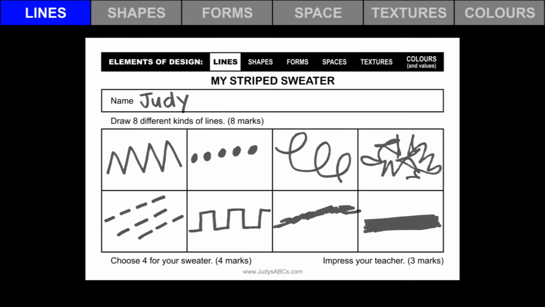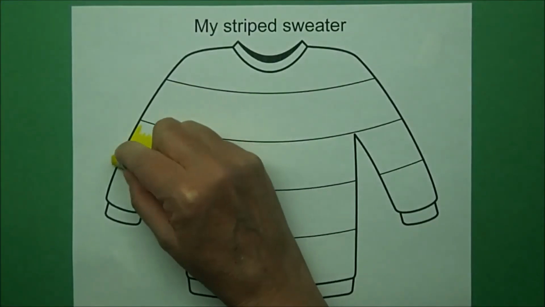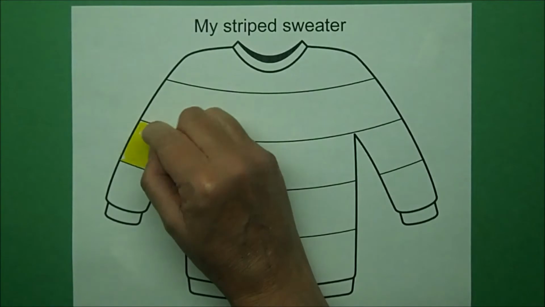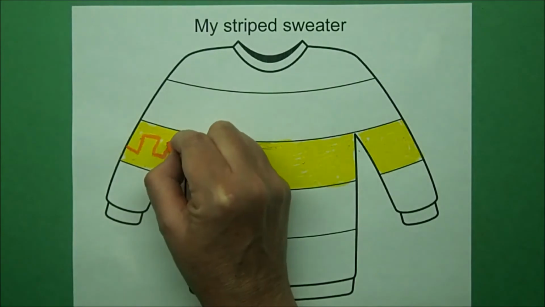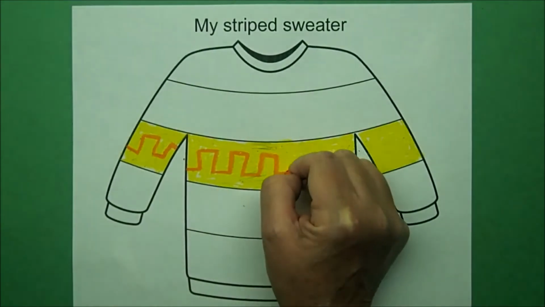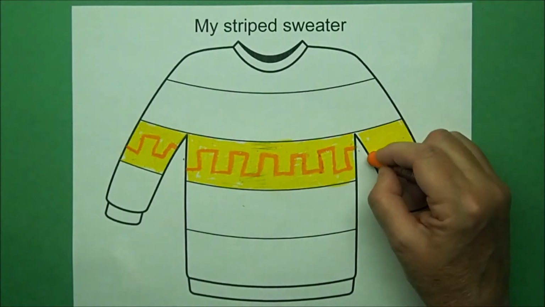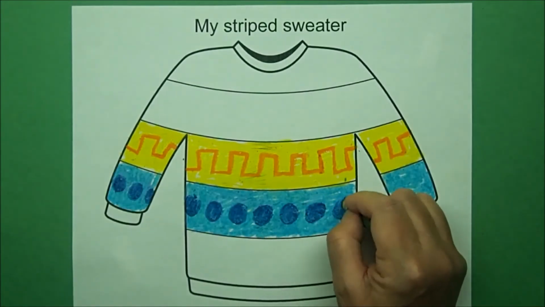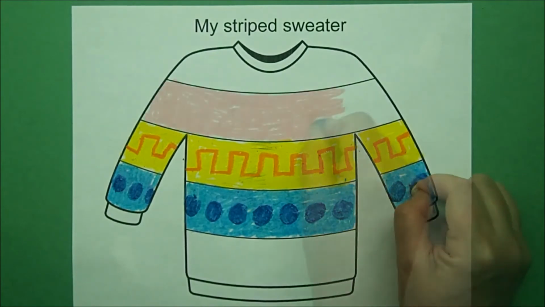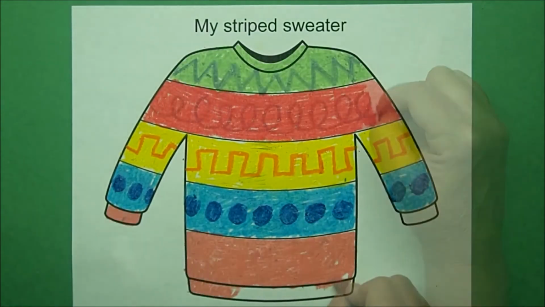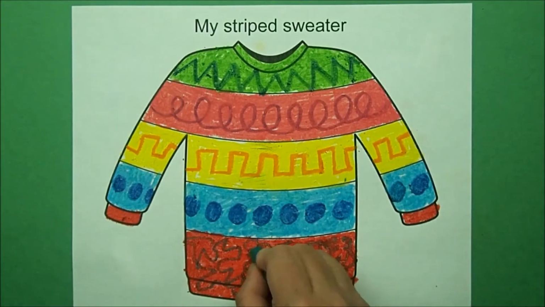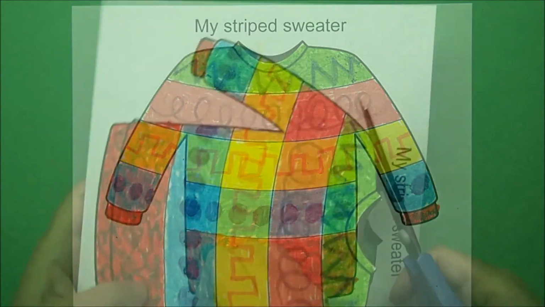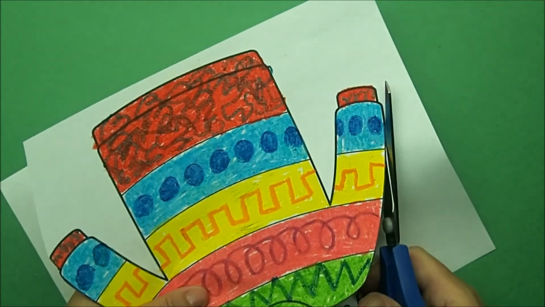Start by making 8 different kinds of lines on your planning chart. Use crayons, oil pastels, markers, or pencil crayons on your sweater template. I used oil pastels because I like the bright colors. Fill in the background spaces first using lighter colors. Next, with darker colors, choose at least 4 different lines from your planning chart and add fancy stripes. Fill in all of the spaces. Cut out your colorful sweater and glue it to a bright background.